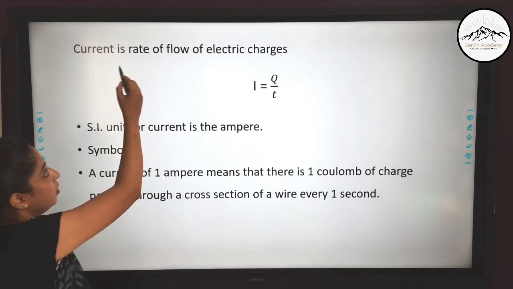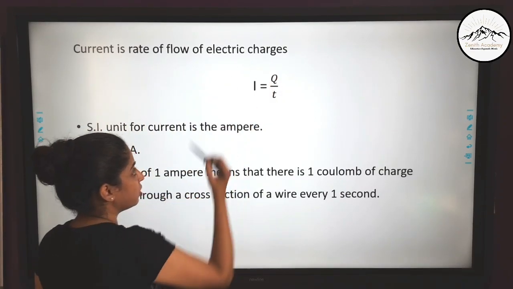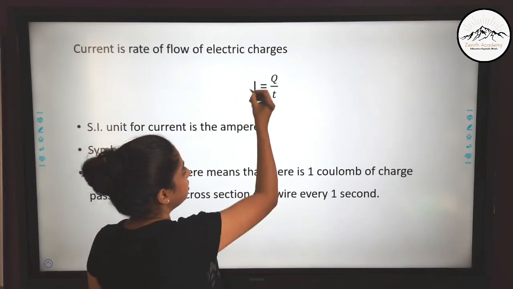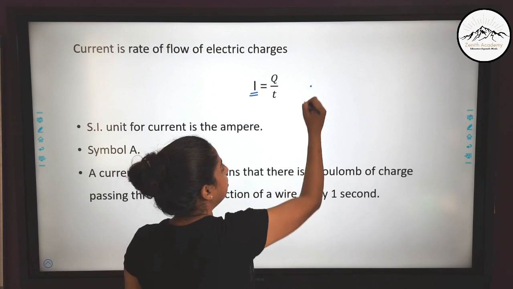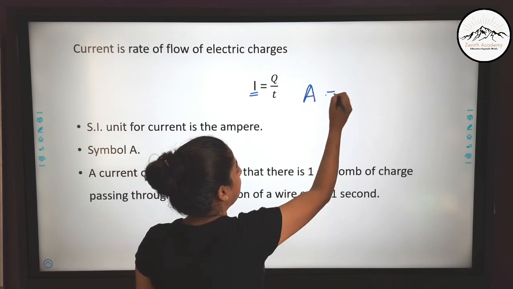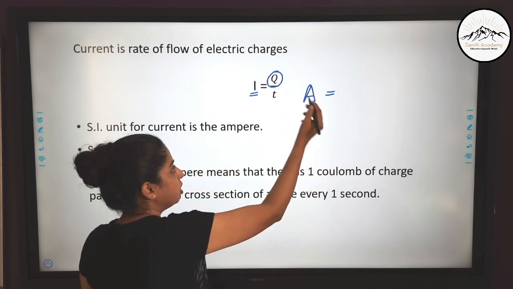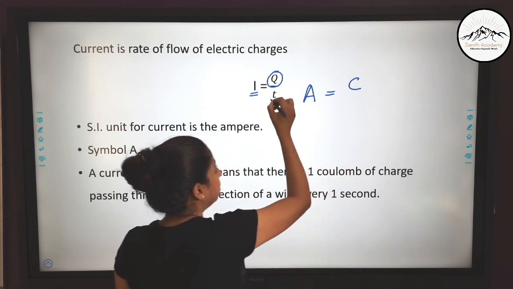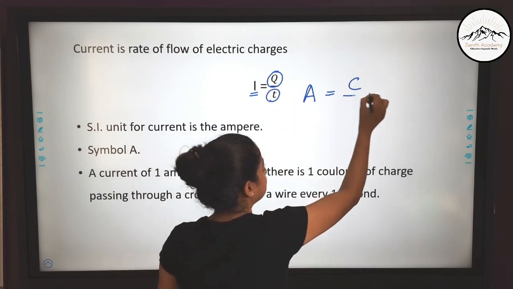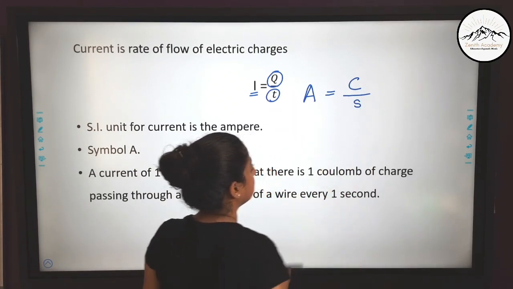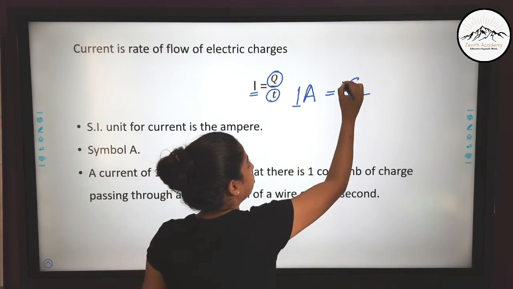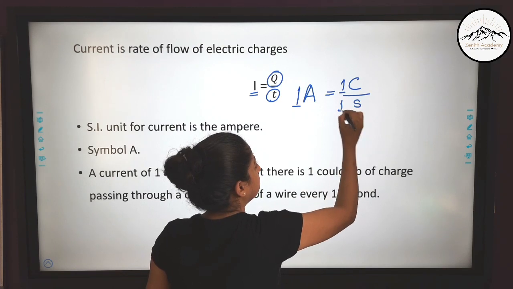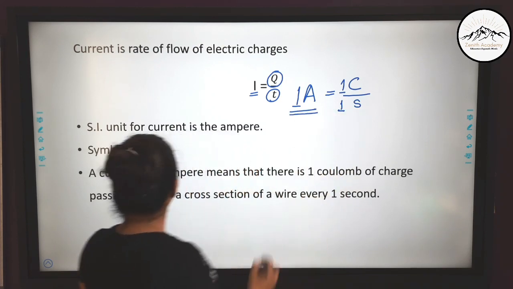So current is the rate of flow of electric charges. If I take the units, the unit of current is ampere, the unit of charge is coulomb, and the unit of time is seconds. So when will it be 1 ampere? When both of them will be 1 and 1. So what do we say?